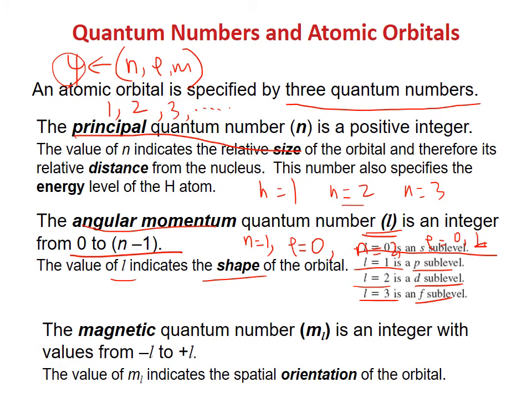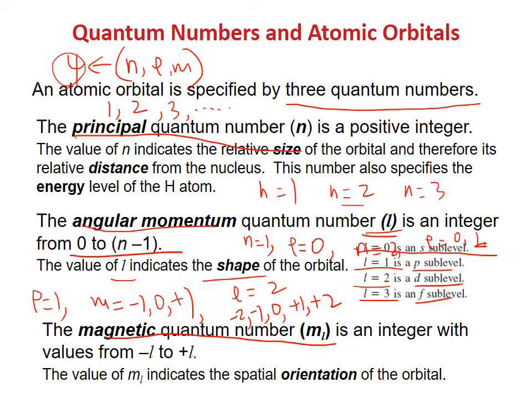The magnetic quantum number m is an integer that is determined by l. For example, when l equals 1, m can be negative 1, 0, positive 1. Three of them. When l equals 2, the possible m can be negative 2, negative 1, 0, positive 1, positive 2. So in general, it's from negative l to positive l. The magnetic quantum number also indicates the spatial orientation of the orbital.